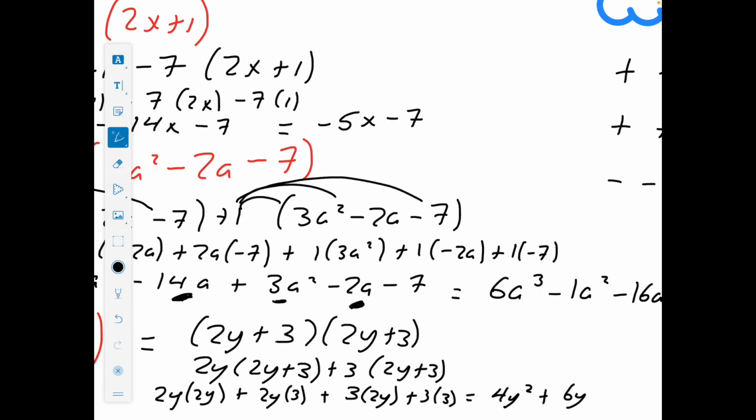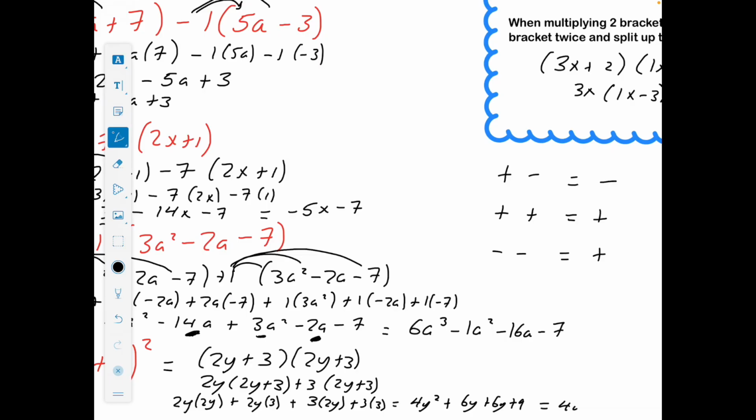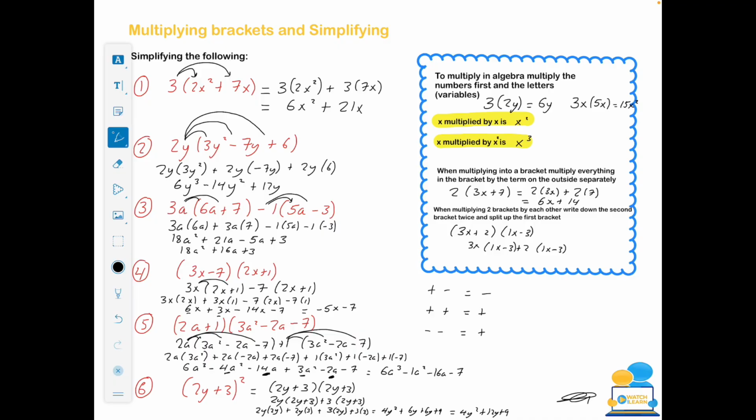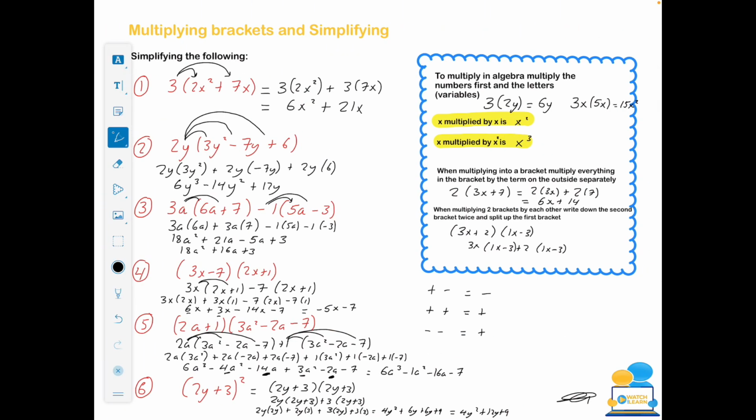That will give me 4y squared, 2y by 2y. Then 2y by 3 will give me 6y. 3 by 2y will give me 6y as well. And then 3 by 3 will be 9. Simplify that a little bit. Then I'm going to get 4y squared plus 12y plus 9 is my answer.